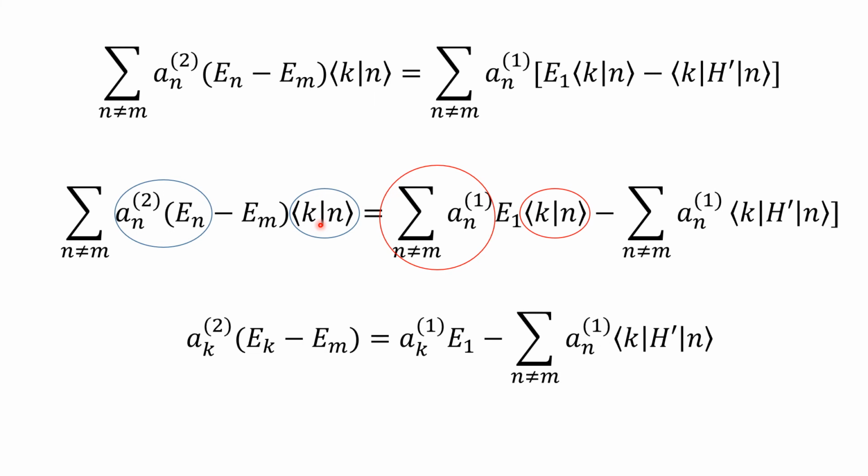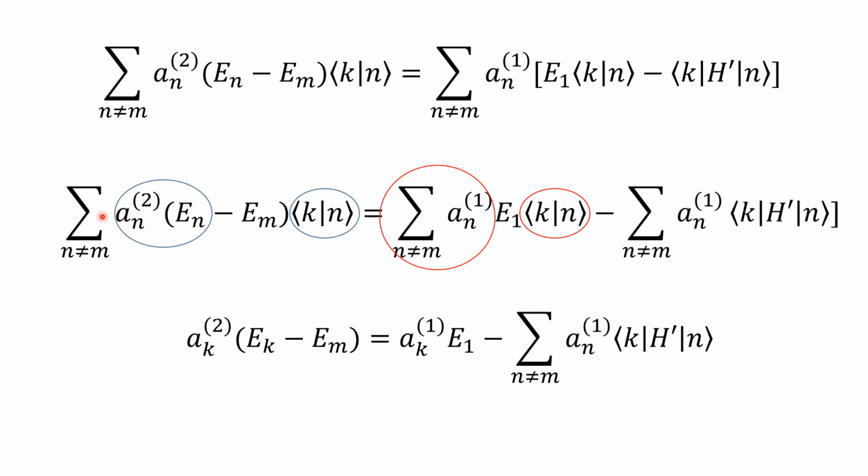Naturally, due to the orthonormal property, this inner product, which I have shown in the blue circle, will be 1 only if n is equal to k. So what I'm going to do is replace a_n^(2) with a_k^(2). Similarly, E_n as E_k, because the summation exists only for one value, that is when n is equal to k. So I have replaced the n by k.